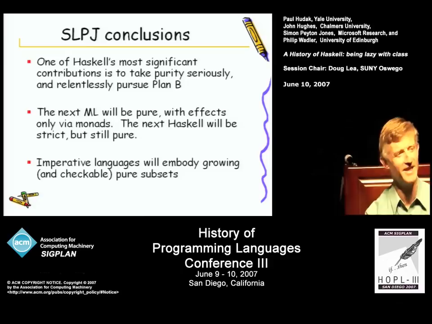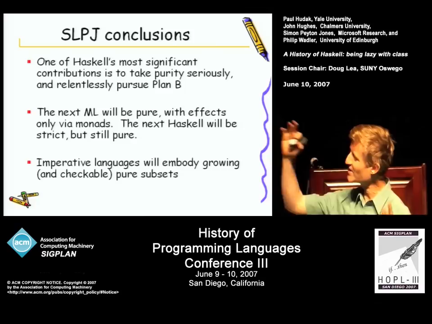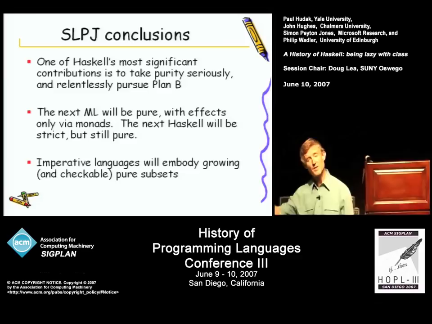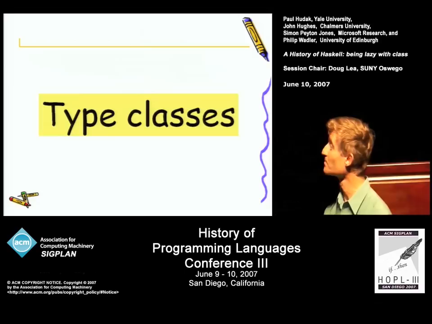And I think the way I put it is the next ML will be pure and the next Haskell will be lazy, if there is indeed a next on either of these things. And I do think also that imperative languages are likely to embody more and more checkable, safe subsets of various kinds. Okay, so much about that.